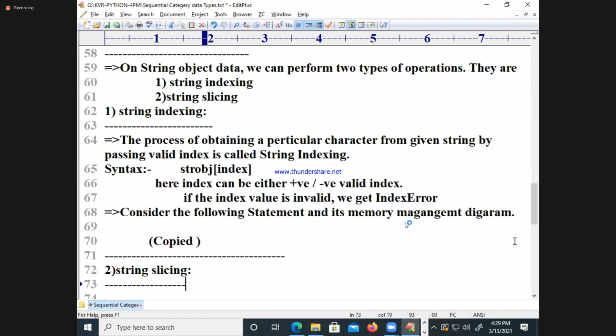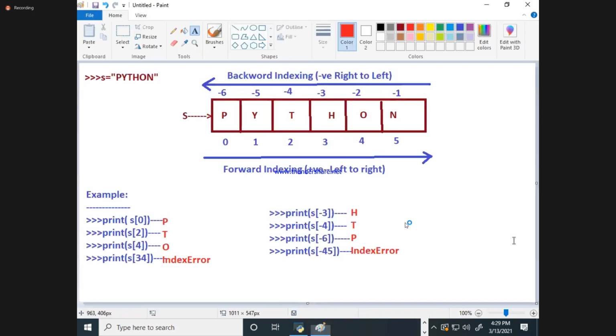Slicing means what? Getting some range of characters. So I want to get PYTHO, for example, or I want to get HON, or I want to get ON, or THO, or YTH, or PYT. These are all called what? Range of characters. Range of characters are nothing but substrings. So how to get substrings? By using which operation? Slicing operation.